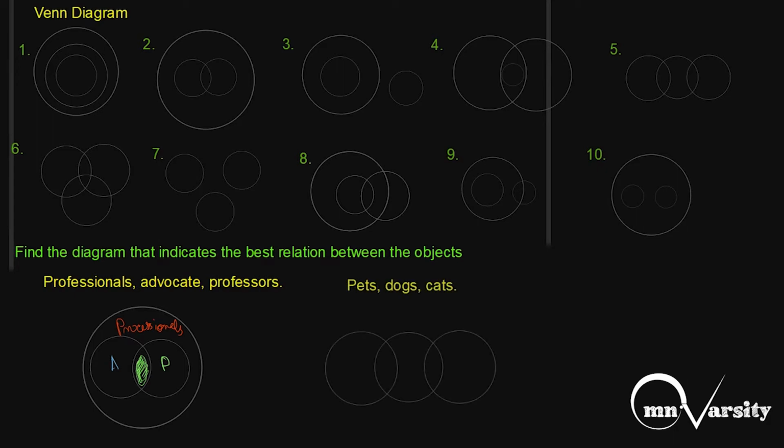In the next question, we have pets, dogs, and cats as objects. We know that cats and dogs are totally different. So, we are going to assign two very different circles to both of them with no intersection. I am assigning the first circle to cats, the second to dogs. Pets can be either cats or dogs or any other animal. This intersection is for pets who are dogs, and this intersection is for pets who are cats.